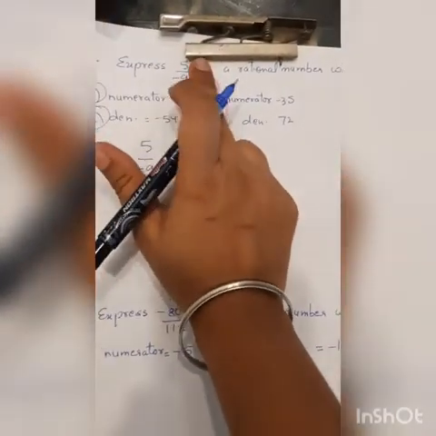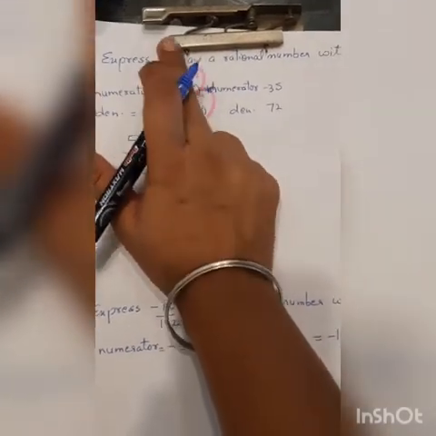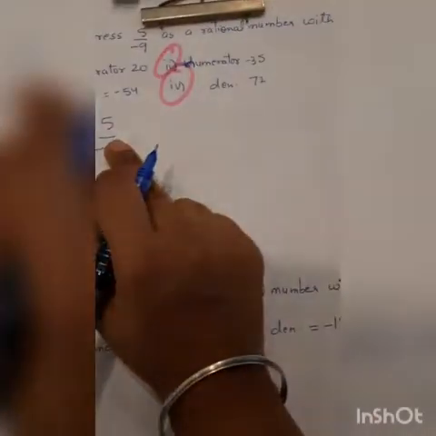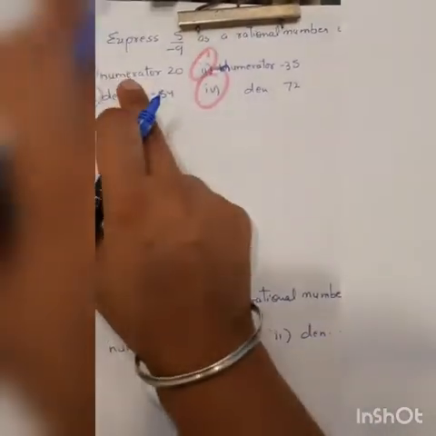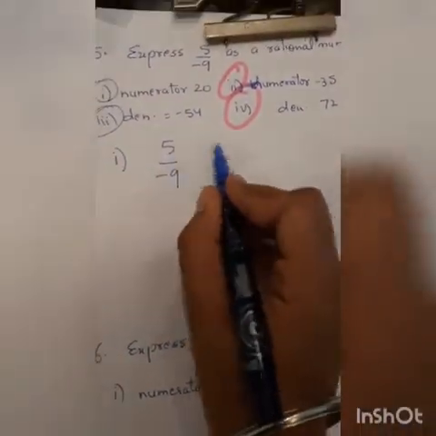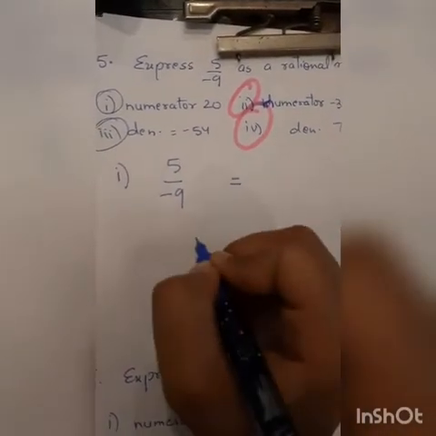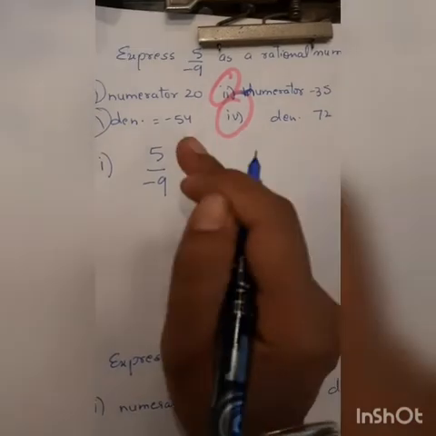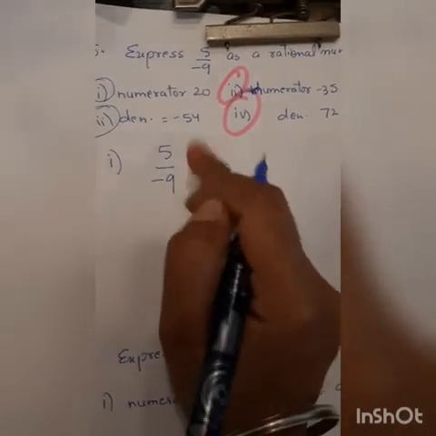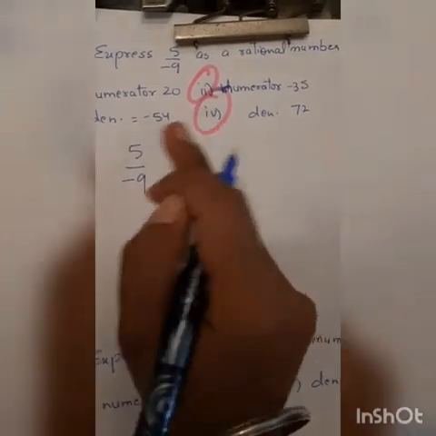The first part, I wrote 5 upon minus 9, which was my fraction. It is like a fraction only, but I should not address this as a fraction, because a fraction doesn't have negative numbers. So this is my rational number which was given to me, but I have to express it with the numerator 20. What do you think? How can the numerator, which is 5, become 20? If I have to keep it equal, students, I can either multiply with the same number or I can divide with the same number. But what do you think? From 5 we can obtain 20 by multiplying or dividing?